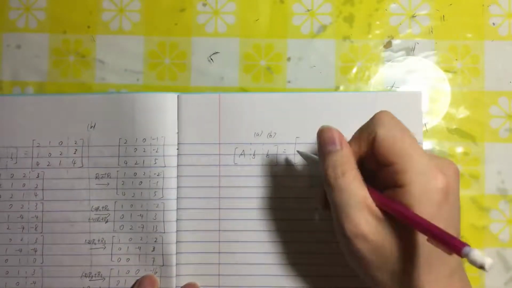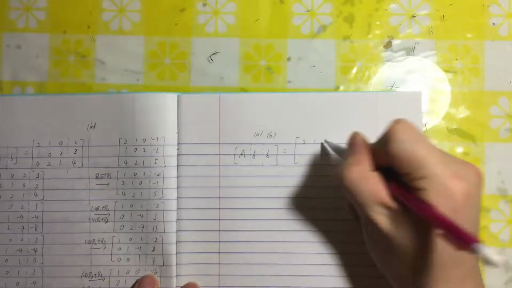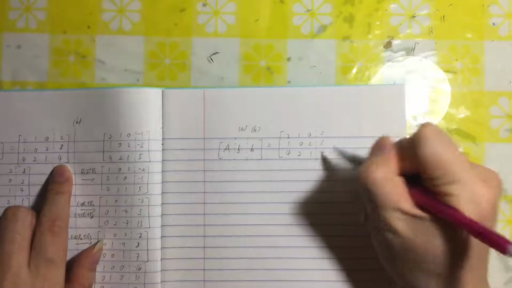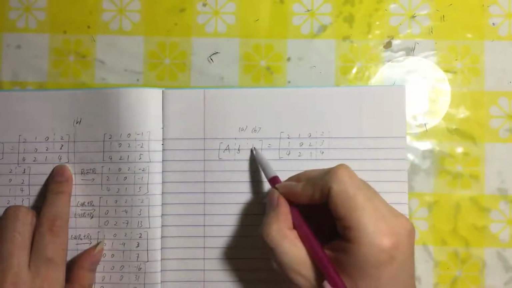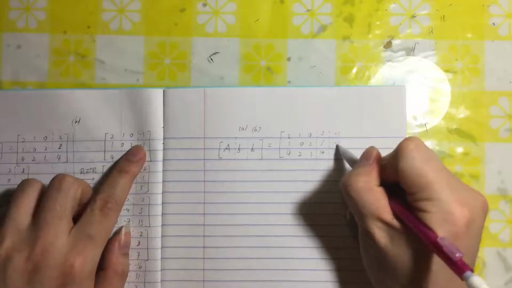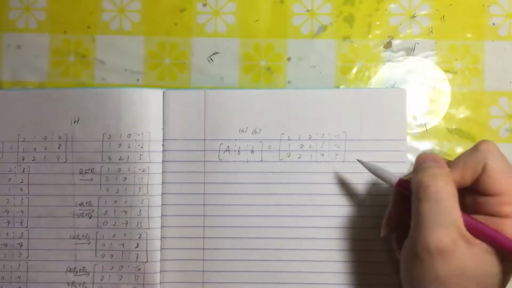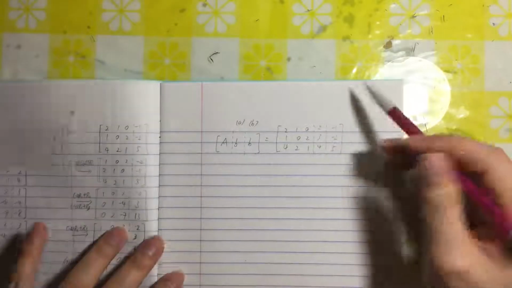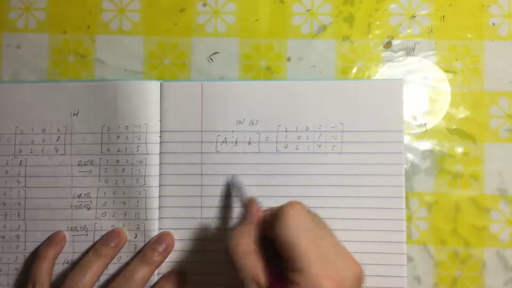And this matrix A is 2, 1, 0, 1, 0, 2, 4, 2, 1. Column vector B from part A is 2, 3, and 4. Column vector B from part B is -1, -2, and 5. That's the column vector B from part A. And this is the column vector B from part B. If I put these two column vectors together, and then reduce the matrix, what do we get?